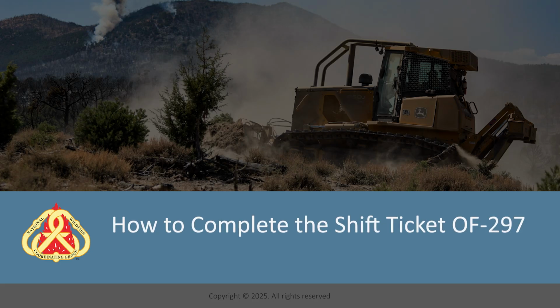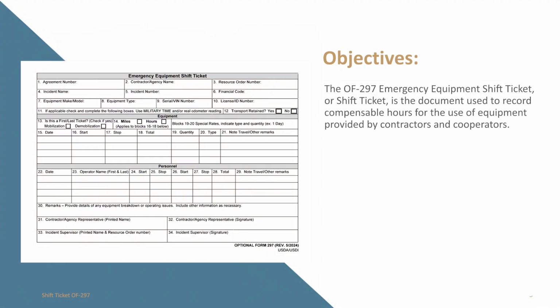Welcome to the video tutorial on how to complete the OF297 Emergency Equipment Shift Ticket, or Shift Ticket. The OF297 Emergency Equipment Shift Ticket is the document used to record compensable hours for the use of equipment provided by contractors and cooperators.